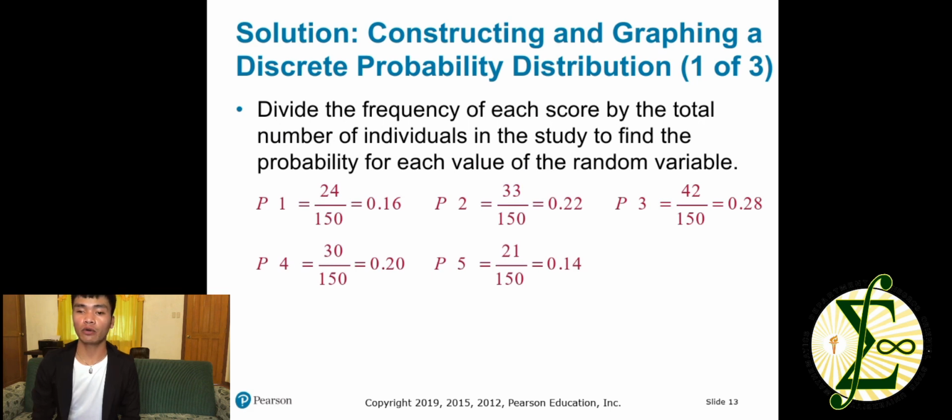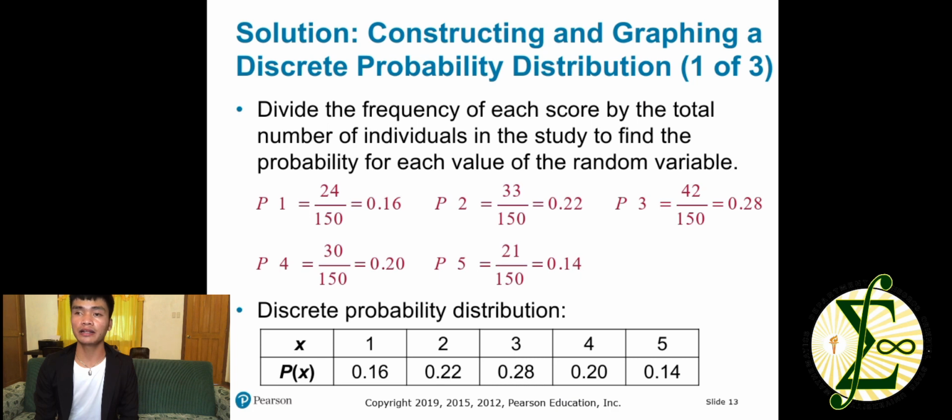So the probability of 1 is equal to 24 over 150, because 24 is the frequency of 1, which is equal to 0.16. Same thing, the probability of 2 is equal to 33 over 150 equals 0.22. Probability of 3 is equal to 42 over 150 equals 0.28. Probability of 4 is equal to 30 over 150 is equal to 0.20. Probability of 5 is equal to 21 over 150 is equal to 0.15.